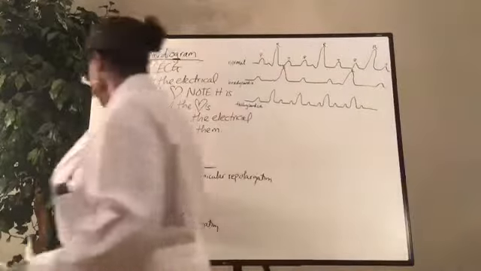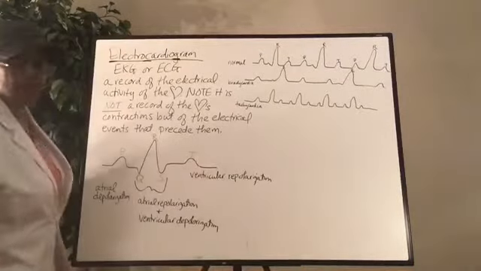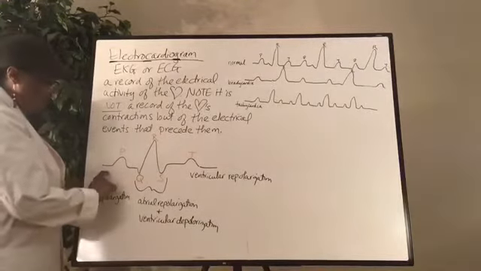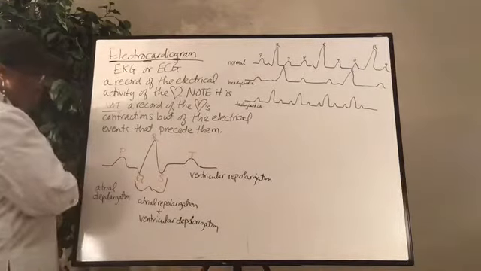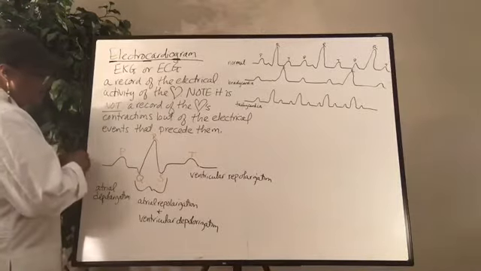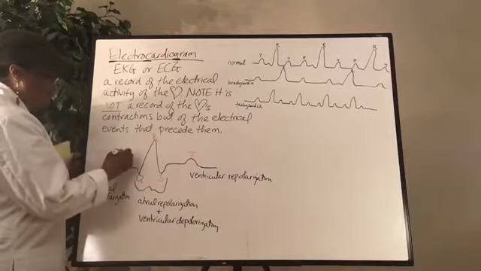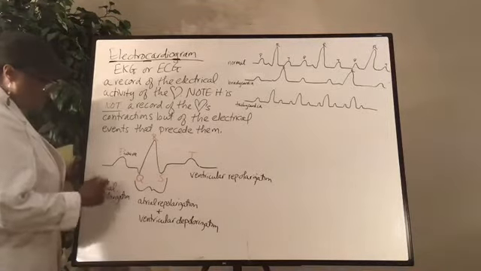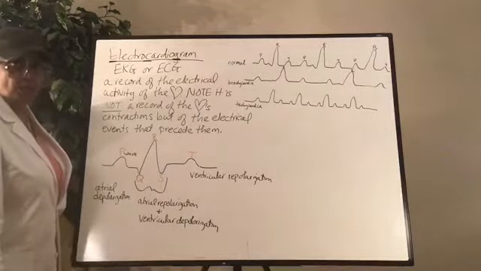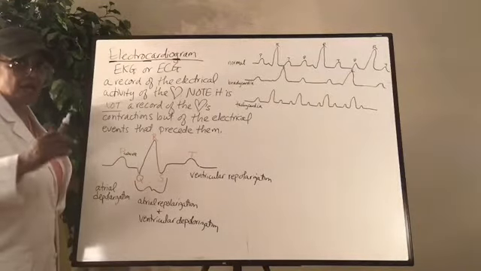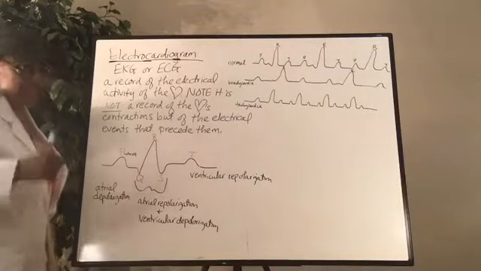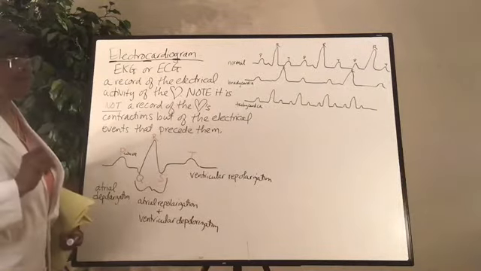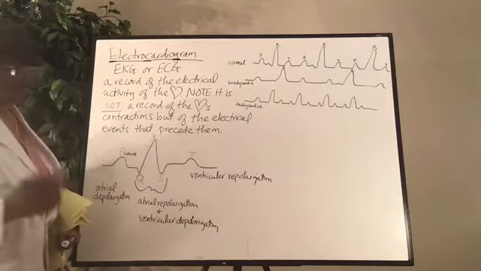So let's look at just a standard type of EKG or ECG. The first wave that we see here is a P wave. This represents atrial depolarization. So the atria are contracting. So we'll use the word depolarization as a very light way of calling it a contraction.